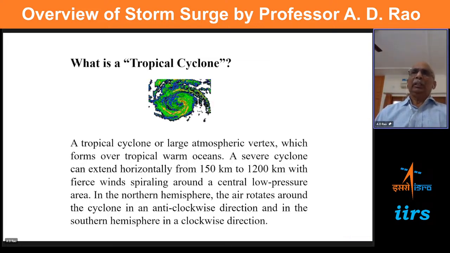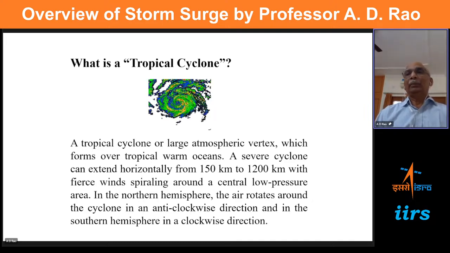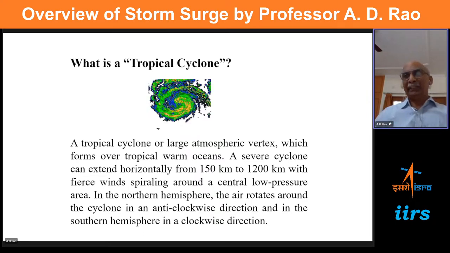Some of you participants may be living in the coastal regions and might have experienced a cyclone crossing the region. You all know that it is a large atmospheric vortex which forms over tropical warm oceans. A severe cyclone can extend horizontally from 150 kilometers to 1,200 kilometers. That is the area-wise extent; I am talking about the horizontal length scale.